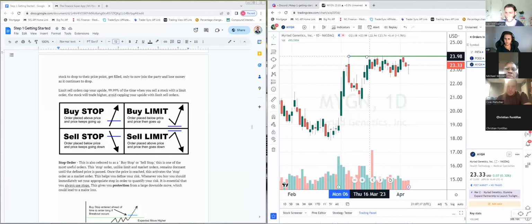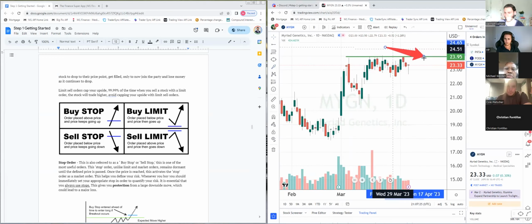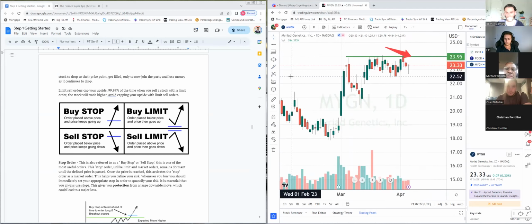So basically, I want to put my buy stop order right above this price. So once this stock trades above 24, my stop order will become a market order and it will mark me into the position. And this is where I don't have to be in front of the computer all day watching MYGN trade and waiting for it to go through 24. That order type will do it automatically for me. And that's why we want to use that.